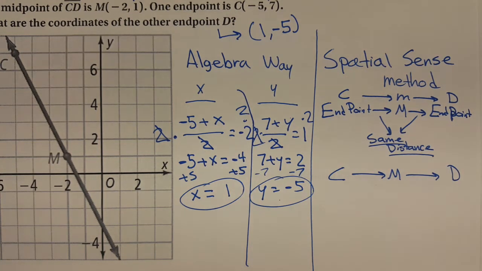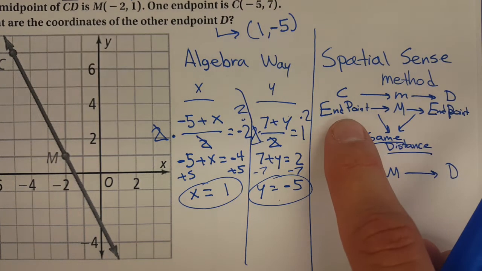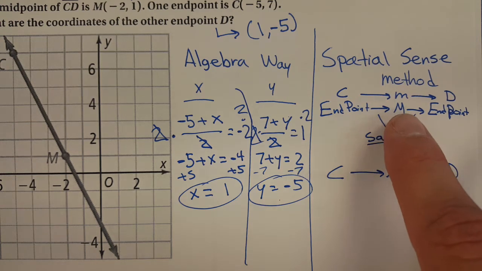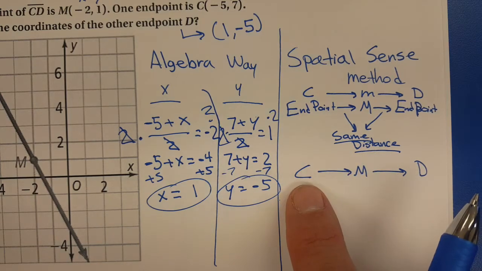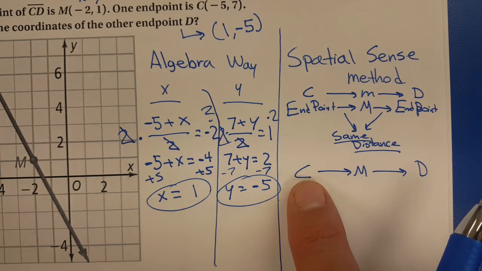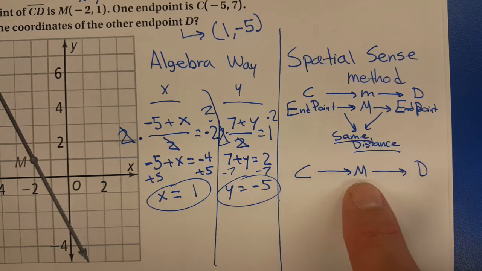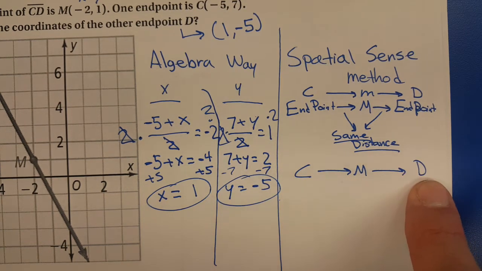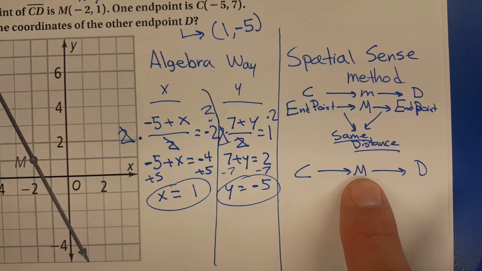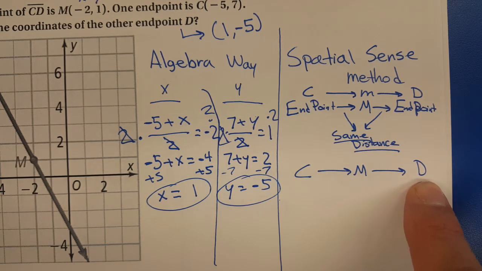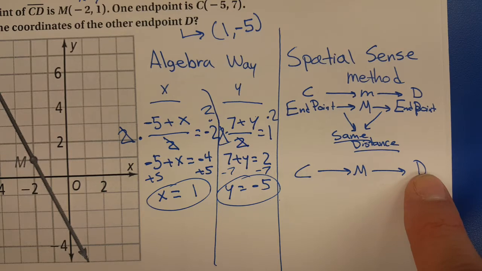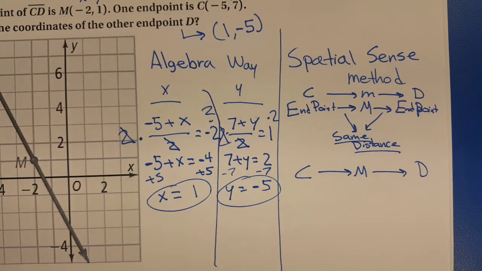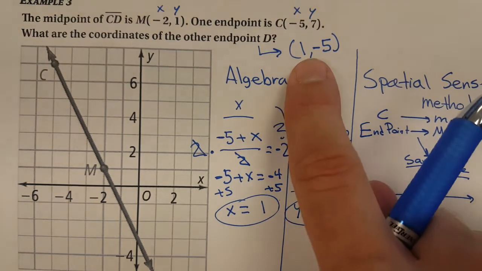So let me show you how to use the spatial sense method. Basically what you do is you apply the same distance. When you go from endpoint to midpoint, going from that midpoint to the other endpoint is going to be the exact same move, the exact same distance. So if you can map out how the first point went to the midpoint and then apply it again, you'll get to the other point. This is halfway. So it's the same move. Mental math: if you had a length of 8 feet and you went 4, you'd go another 4. Coordinate points are just steps along these stairs. So hopefully we'll get to 1 and negative 5.